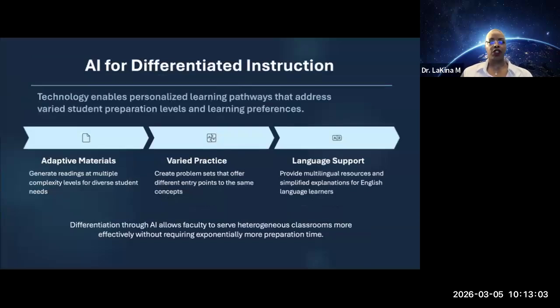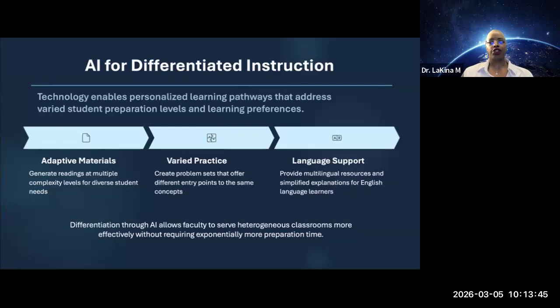Differentiation has always been one of the most intensive aspects of teaching. The key is maintaining consistent learning objectives while varying the pathways students take to achieve them. AI can support differentiation in powerful ways. For example, you can generate reading materials at multiple complexity levels. The core concept remains the same, but the language, depth, or framing can be adjusted for varied preparation levels. You can create varied practice problems that offer different entry points into the same concept. That is particularly useful in quantitative or technical disciplines.